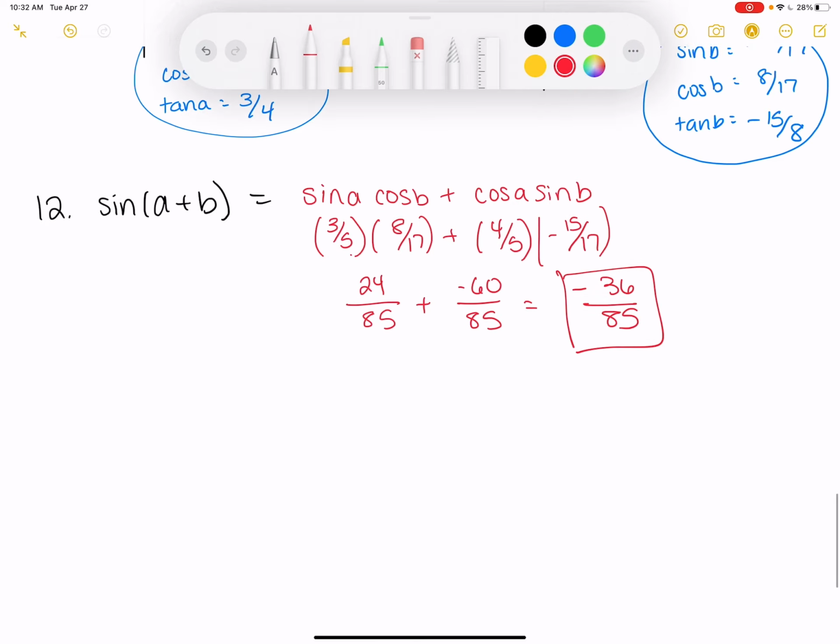All right, let's do another one. 14, tangent of A plus B. Okay, so what is the formula for tangent? Tangent of A plus tangent of B over 1 minus tangent A tangent B.